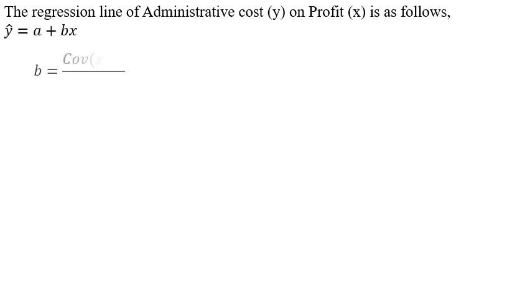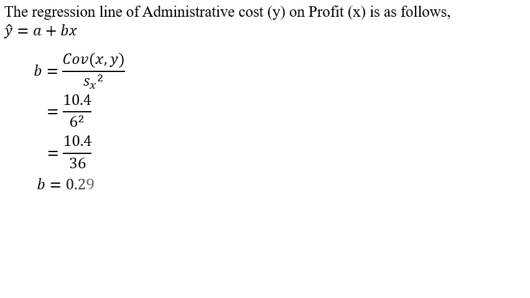Now we will start with the formula, that is just covariance xy divided by sx square. Simple formula, very easy formula. Just put the value 10.4 divided by 6 square. The sx was 6, so its square is 36, and that way you will get 10.4 divided by 36, and your answer for B will be 0.29.